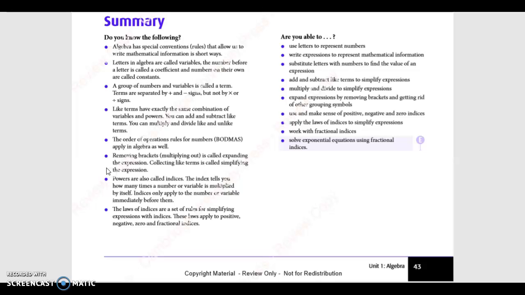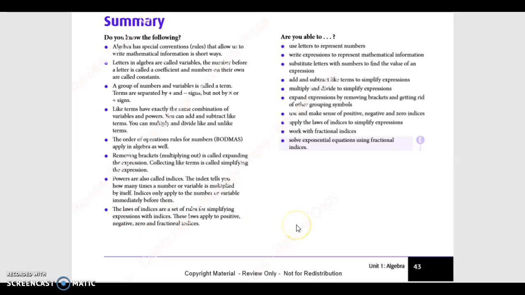So you're multiplying out. And then about the powers, or we can also call them indices, the plural of index. The last one is about the laws of indices. So we have 6 laws of indices. You have to remember all of the laws.